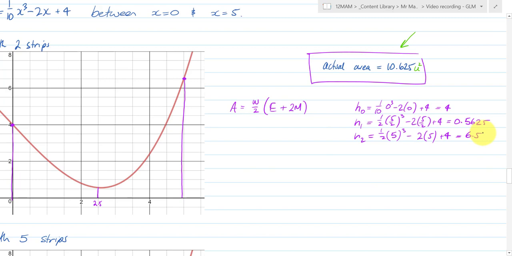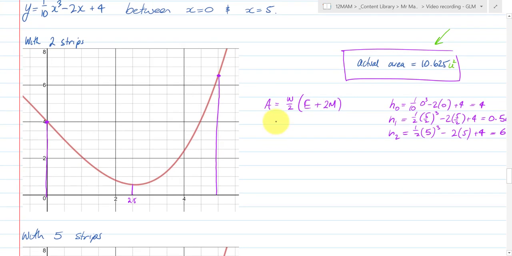So there's our heights at each section, and we just want the area to be width over 2. Our width in this case is 2.5. We could have also got it by doing b minus a, which is 5 minus 0, over the number of strips, 2, and that's equal to 2.5. So it's 2.5 over 2 times the ends, which is 6.5 plus 4, plus 2 times the middles, which is 0.5625. Is that right? Yep.